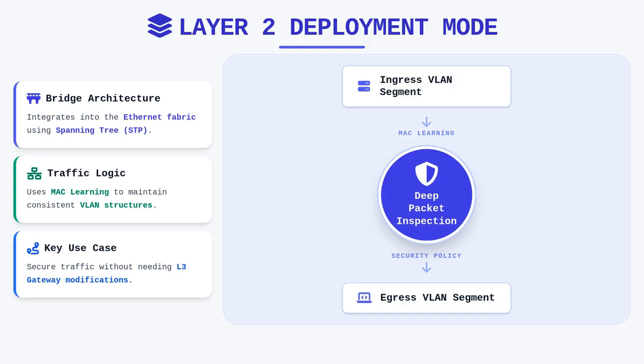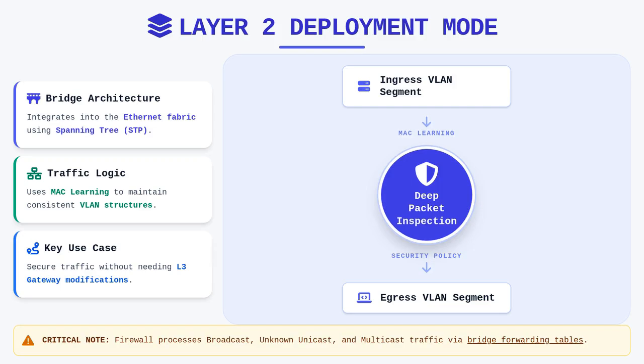This setup is common in environments where you need to perform inter-VLAN routing security but cannot easily transition to Layer 3 gateway modifications. You must be mindful of the bridge group configuration as the firewall now acts as a functional part of the Ethernet fabric, meaning broadcast, unknown unicast, and multicast traffic will be processed according to your bridge forwarding tables. It effectively bridges the gap between simple transparent inspection and full routing-based security by adding granular control over frame forwarding via security policies.